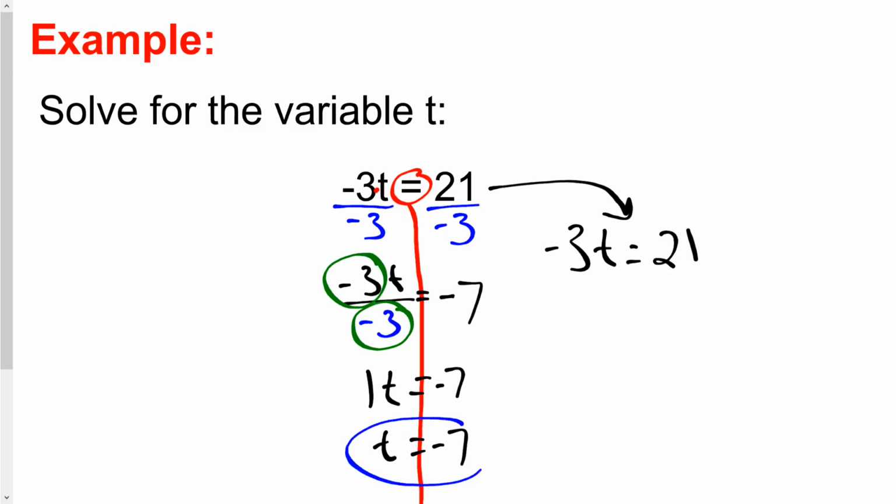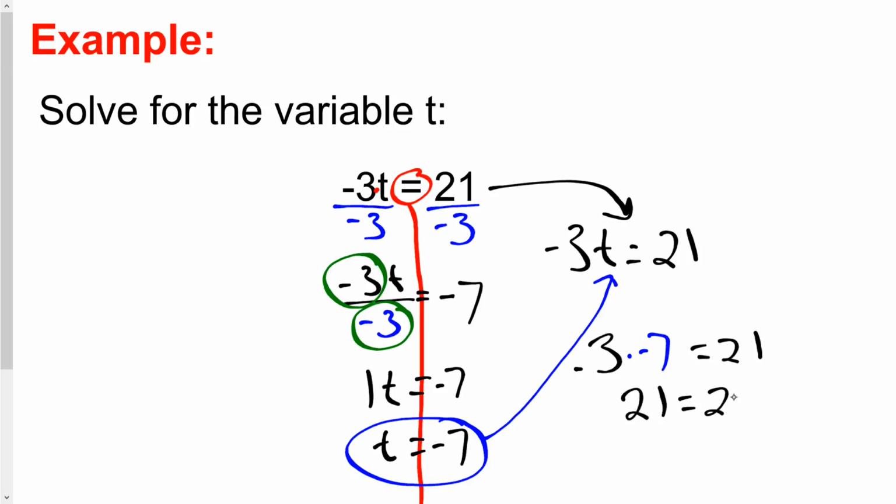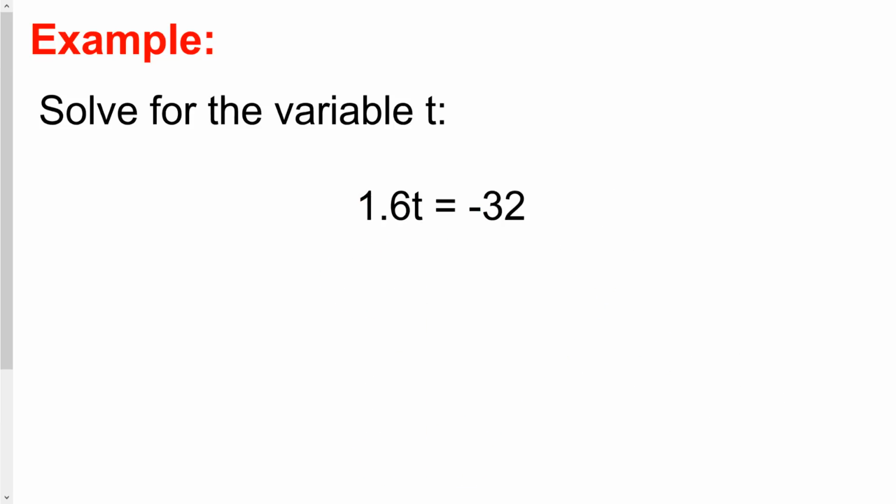And I want to substitute t equals negative 7 into t. It's going to give me a negative 3 times negative 7 equals 21. Well, a negative times a negative is a positive, and 3 times 7 is 21. So yes, this does work. Here's another example. 1.6t equals negative 32. And yes, this does have a decimal in it. You should be able to work with decimals by now. If not, use that calculator of yours. Go ahead and pause the video, give it a shot.